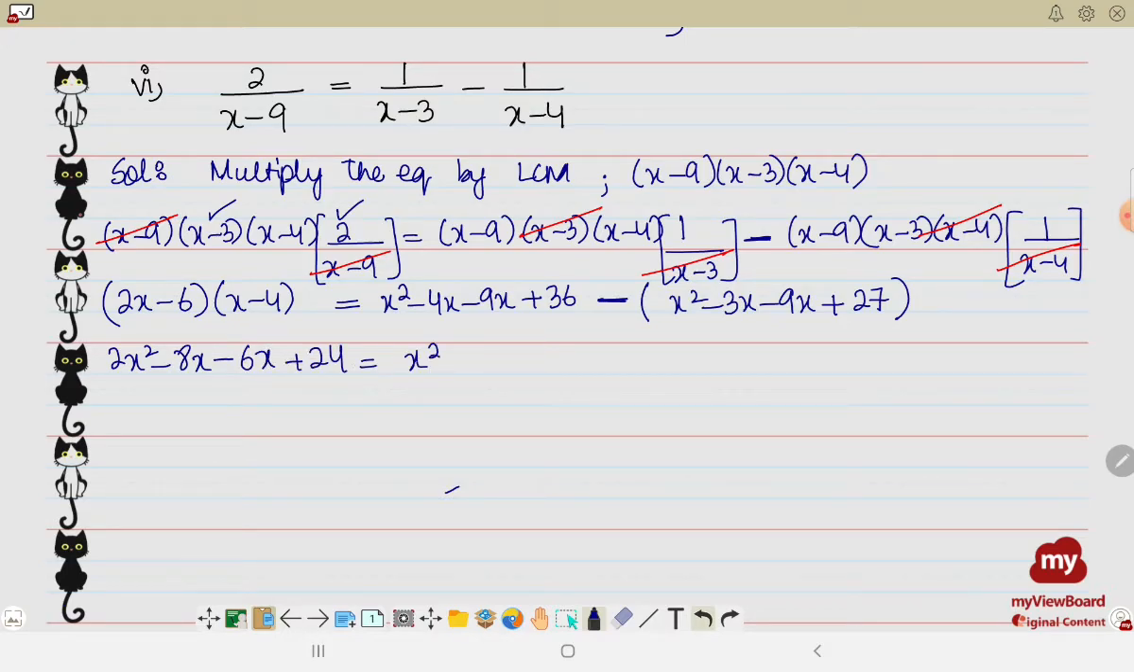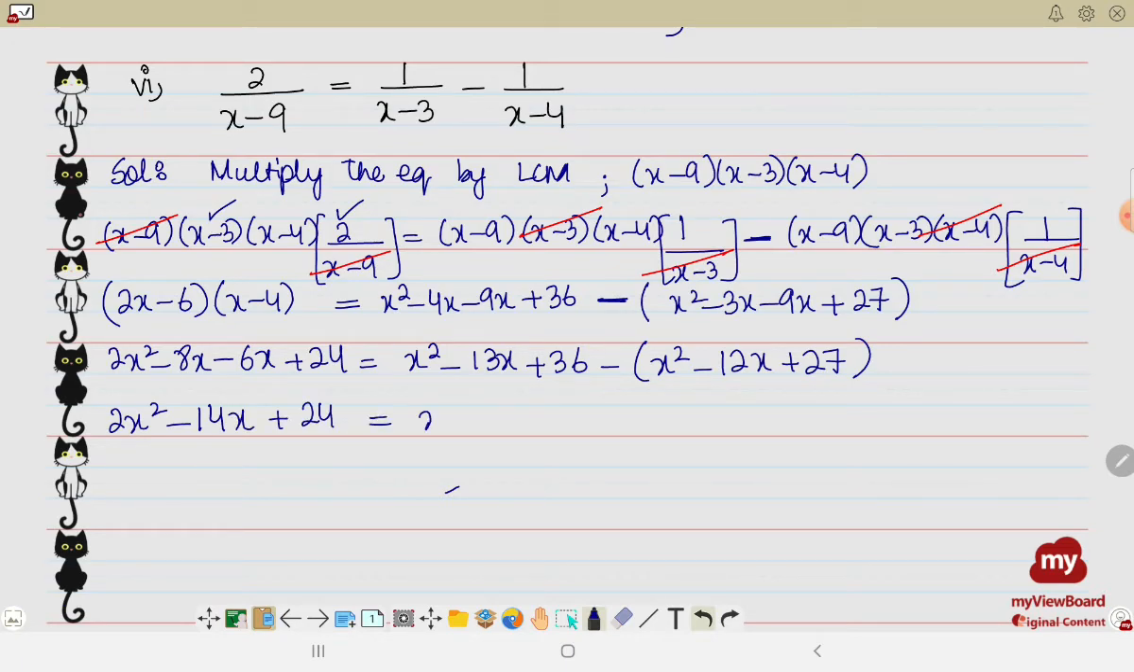And on the right hand side, let's solve it further. x square minus 13x plus 36 minus x square minus 12x plus 27. On the left it will become 2x square minus 14x plus 24, and on the right we'll just open up the bracket, and because of this minus sign all the signs will get changed. It will become minus x square, plus 12x, minus 27, right? So x square and x square are the same terms, they can get cancelled.